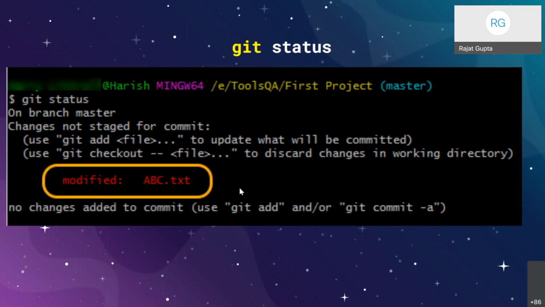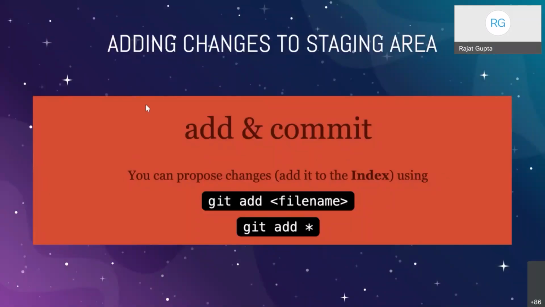So how to add those changes? We can add these changes by the git add command. So if you want a specific file, you can use git add file name.